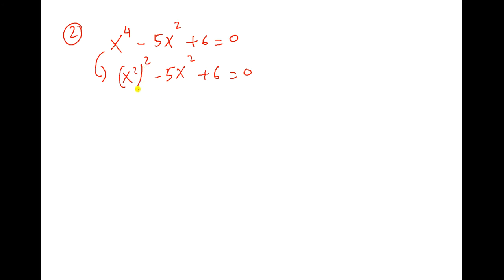Now if you rewrite in this way, then we can apply a trick by letting x squared be u. So we use something called the substitution method. We let u be x squared. Now x squared becomes u, so I have u squared because x squared is u and we have the square outside, so u squared minus 5 times x squared, which is also u, plus 6.